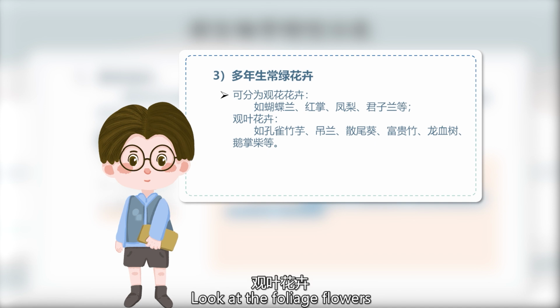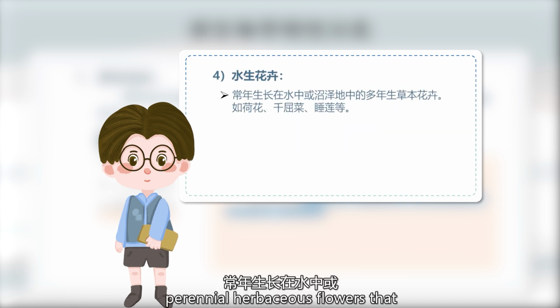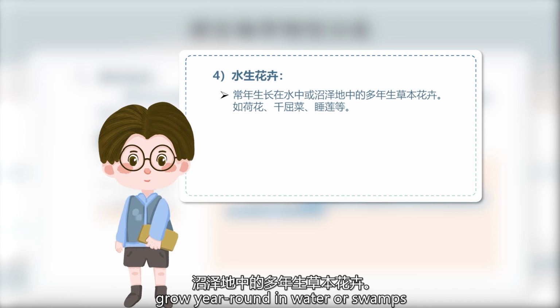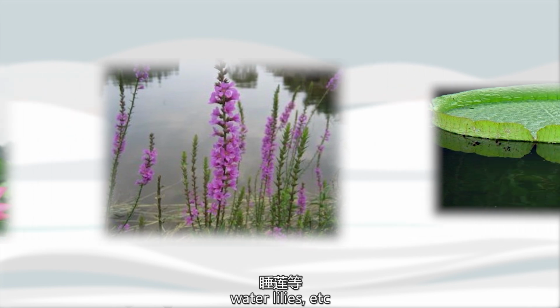Look at the foliage flowers such as konjac, chlorophytum, commotion, Sanwei Kuei, Dracaena sanderiana, dragon's blood tree, goosefoot, etc. Fourth, aquatic flowers, perennial herbaceous flowers that grow year-round in water or swamps, such as lotus flowers, cress, water lilies, etc.